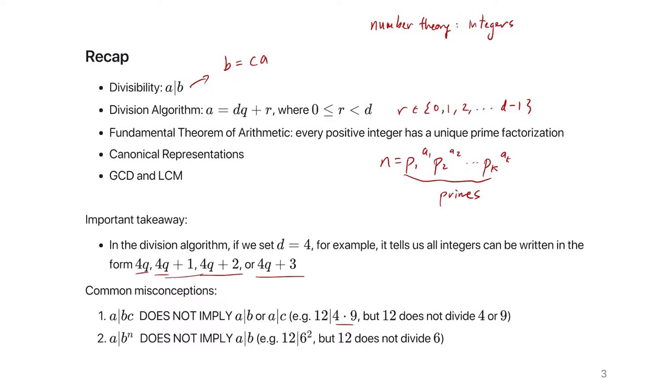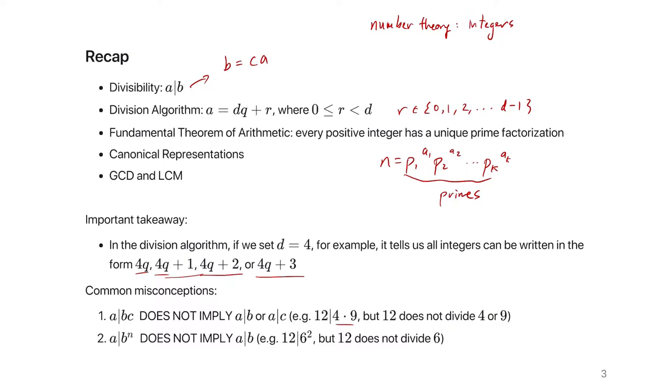Is that clear? The first point. And the second, if A divides some integer power of B, it doesn't imply A divides B. An example of that is here: 12 divides 6 squared, but 12 does not divide 6. Because 6 squared is 36, and 36 is a multiple of 12. 6 is not a multiple of 12.